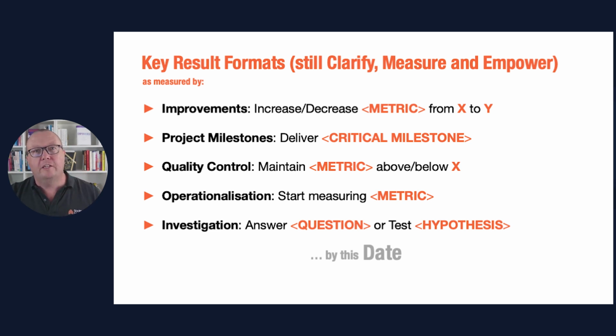So quality control type key results, you're basically saying maintain a metric above or below X or at X or within a certain amount of X, something like that. Now, this type of key result is usually needed only when you really want to constrain the solution space for another key result. For example, you might have one key result about increasing traffic to the website, say unique visitors per week, and then you'll have this one saying maintain ad spend below X, because otherwise it would be easy to just buy more traffic, and that's not what you want given your strategy.